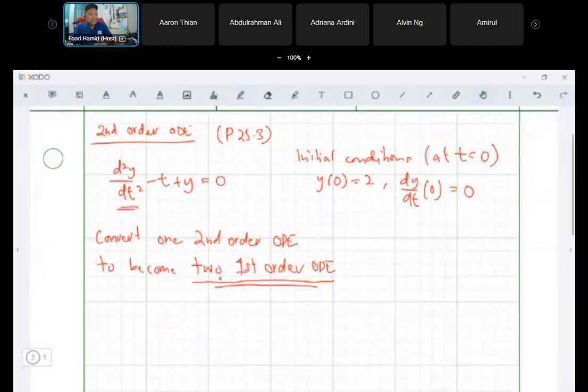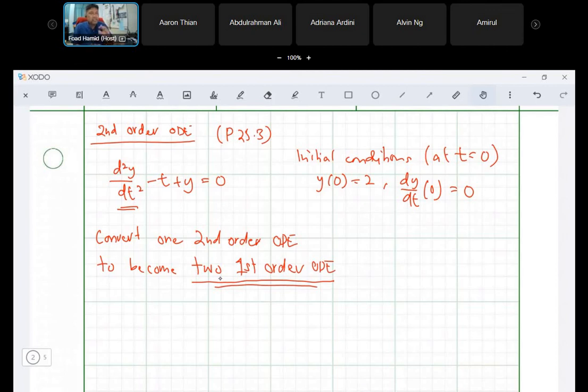It is a first order, right? This is a second order. So we need to reduce that to first order. So the idea here is to introduce a variable.